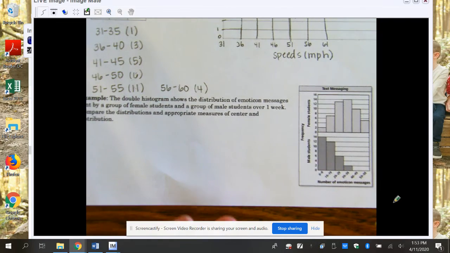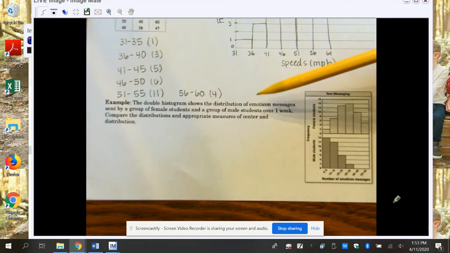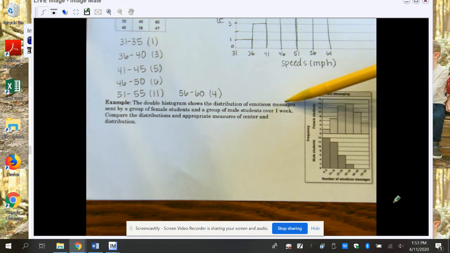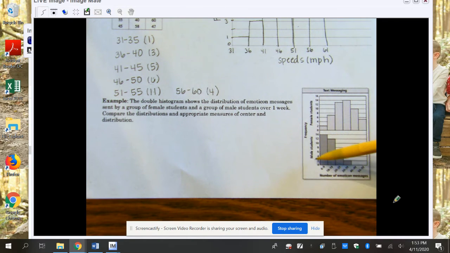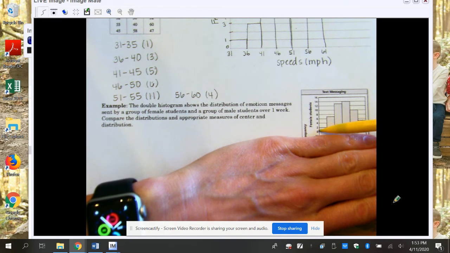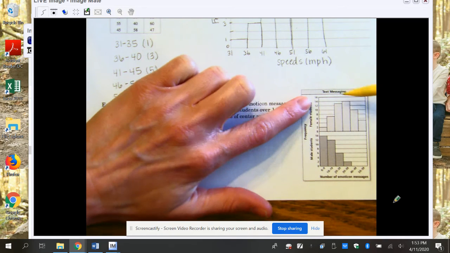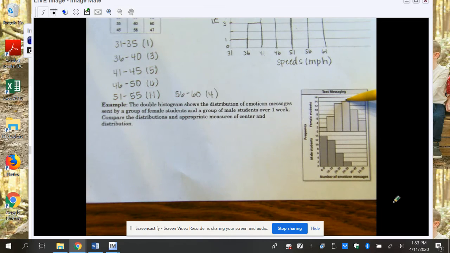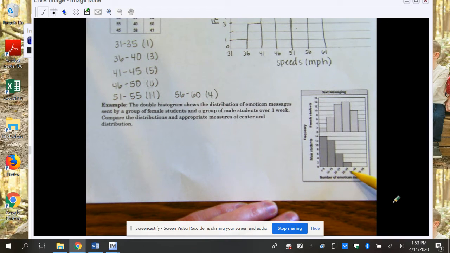All right, so last example here is just kind of an application interpreting a histogram. So we've got these two histograms right here, double histogram chart. It says it shows the distribution of emoticon messages sent by a group of female students versus a group of male students over 1 week. Compare the distributions in the appropriate measures of center and distribution. All right, so we've got male students and female students. It looks like up here, my female students, my frequencies go up to 16. The males only go up to 14. So I'm not sure why they did that, because nothing's over 14 right here either. And then my frequencies are 0 to 9, 10 to 19, 20 to 29, and so on and so forth.